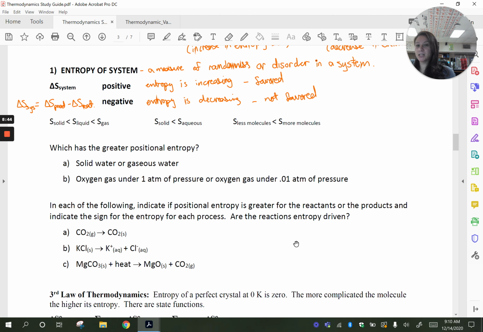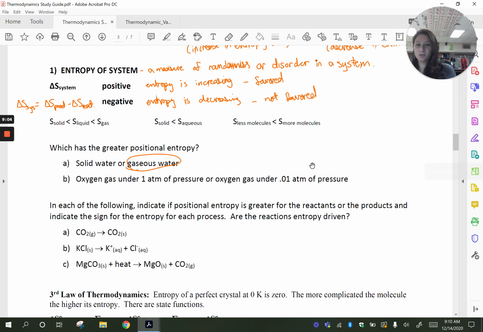So let's look at these and decide which ones have more positional entropy, which means more disorder. So solid water or gaseous water, which one would have more entropy? Well, gaseous water would, right? Because solids have this nice organized crystal, but gases are more random.